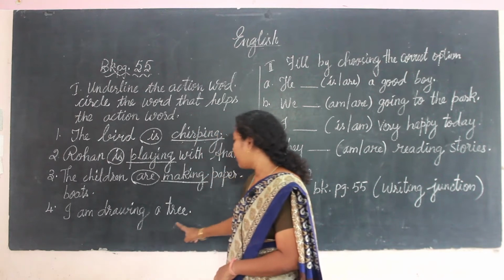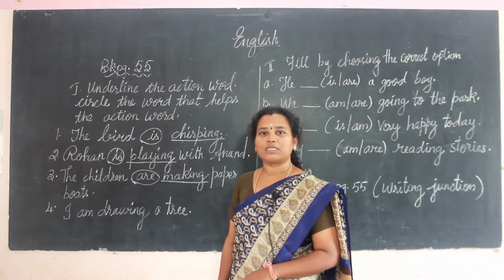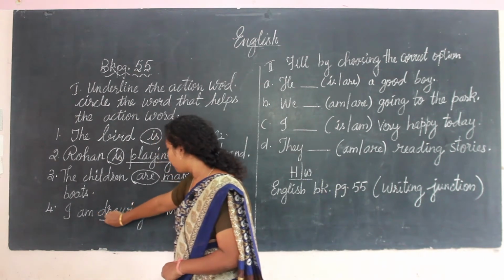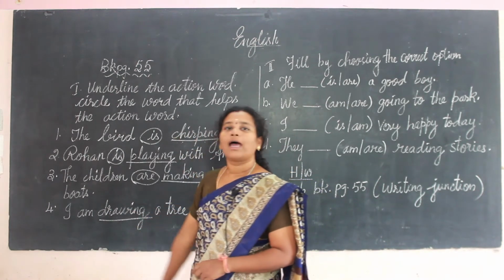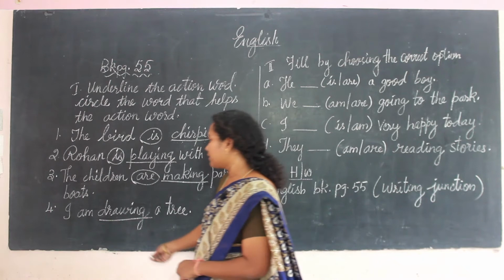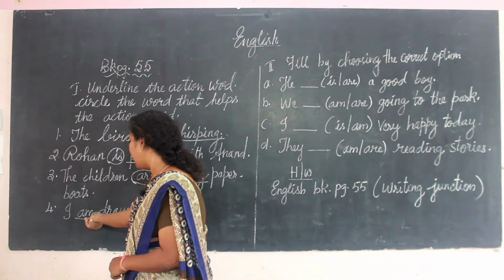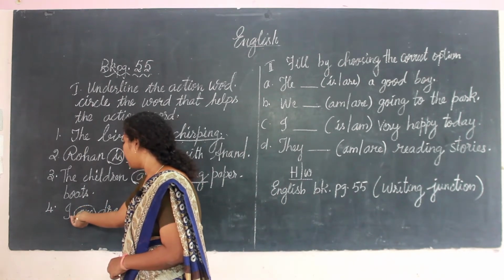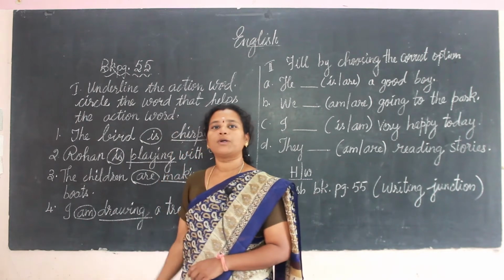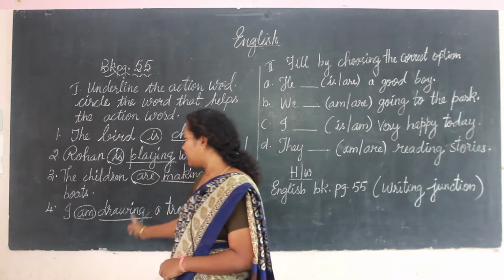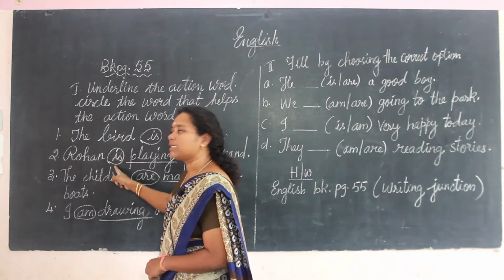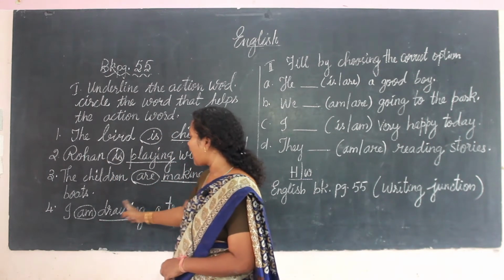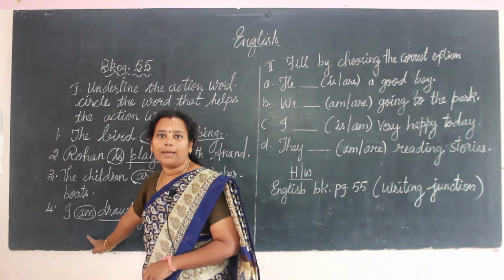Now see the last one. I am drawing a tree. What am I doing? I am drawing. Drawing is an action word. And what is the helping word here? "Am", A-M. The helping word, they have told us to circle it. So we are circling the helping words. What are the helping words? Here "is", here "are", and here "am".